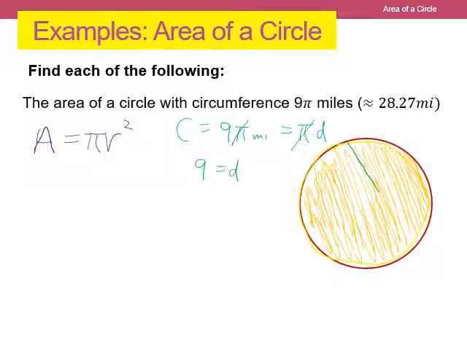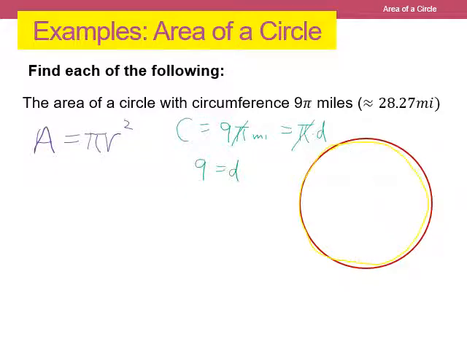So the distance across, ooh, that was bad. Let me erase that. Okay. The distance of the diameter is 9 miles, which means the radius is half of that. The radius is this part, so it's 4.5 miles.